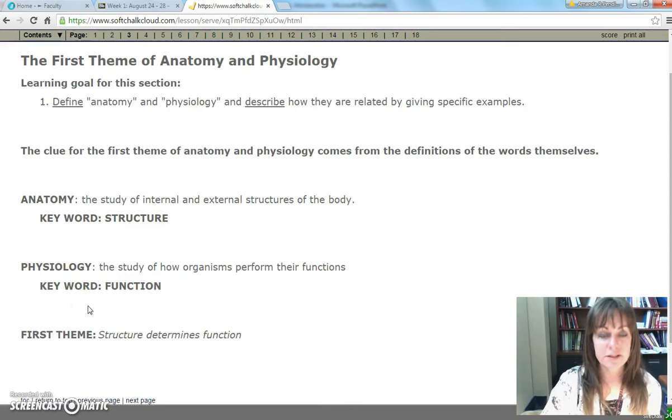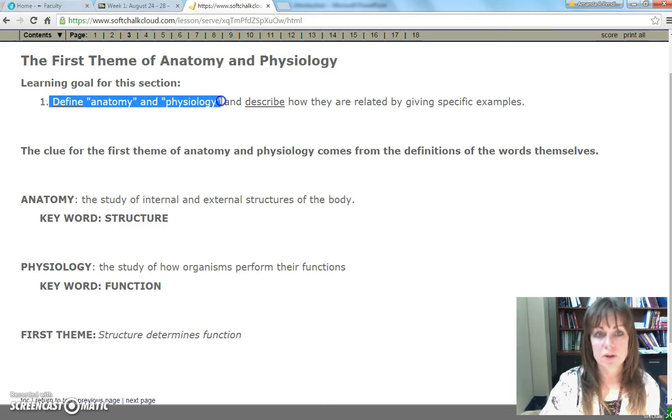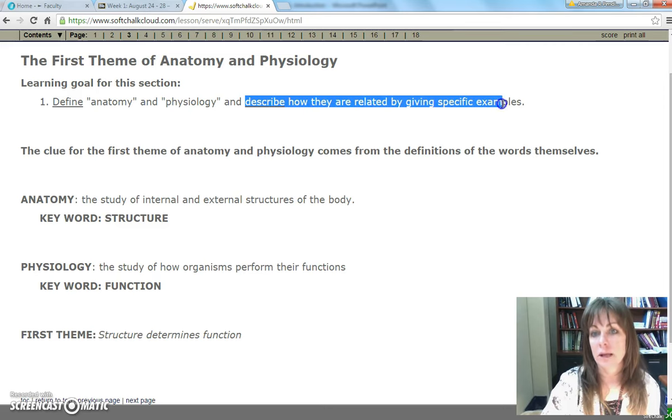Welcome to pages 3 and 4 of this lesson for Chapter 1. Our learning goal for these two pages is to define anatomy and physiology, what those words mean, and then the second one is to describe how they're related and give specific examples of how they're related.